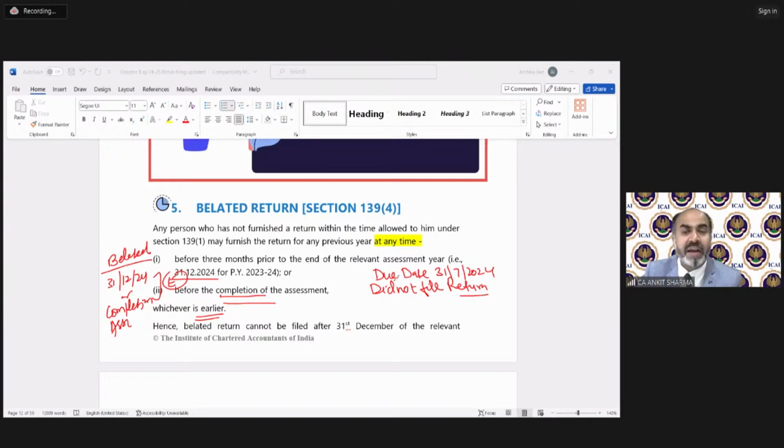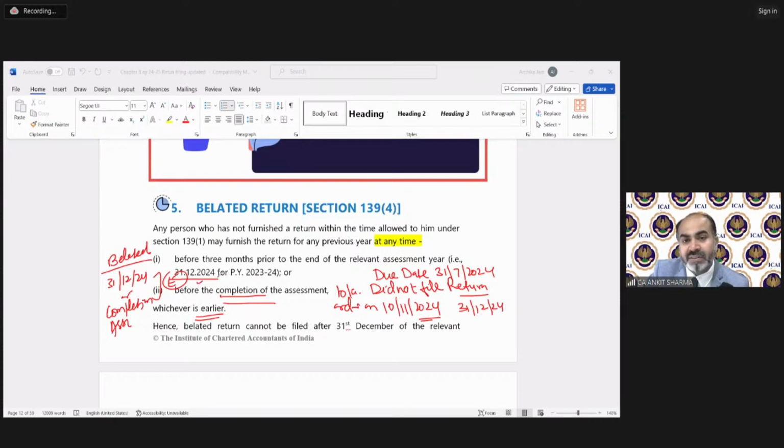Because you did not file your return up to 31st of July. But after July, suppose the assessing officer, the income tax officer, assessed your income suo moto by himself, because you did not come to furnish your return of income. So the assessing officer, that means the income tax department, estimated your income to be 10 lakh rupees and passed an order on 10th November 2024. That date will be given in the question. So the last date of belated return will be 31st of December 24.